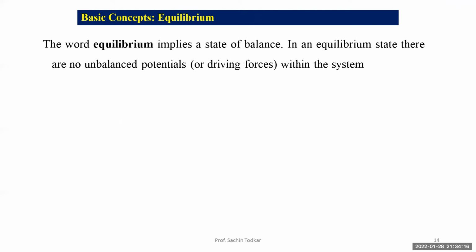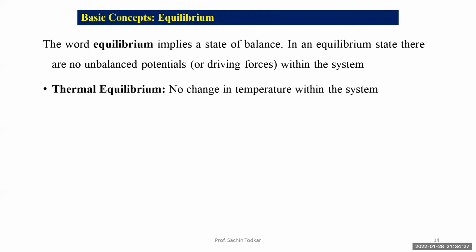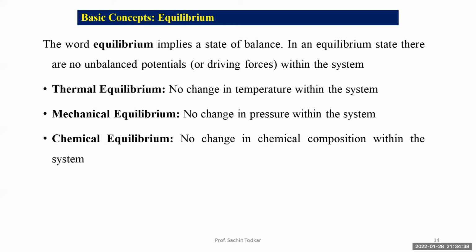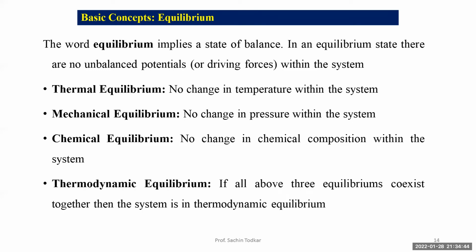The word equilibrium implies a state of balance. In an equilibrium state, there are no unbalanced potentials or driving forces within the system. Now, there are four types of equilibrium. First is thermal equilibrium: there will be no change in temperature within the system. Mechanical equilibrium: there will be no change in pressure within the system. Chemical equilibrium: there is no change in chemical composition within the system. And the last one is thermodynamic equilibrium. If all the above three equilibriums coexist together, then the system is in thermodynamic equilibrium.